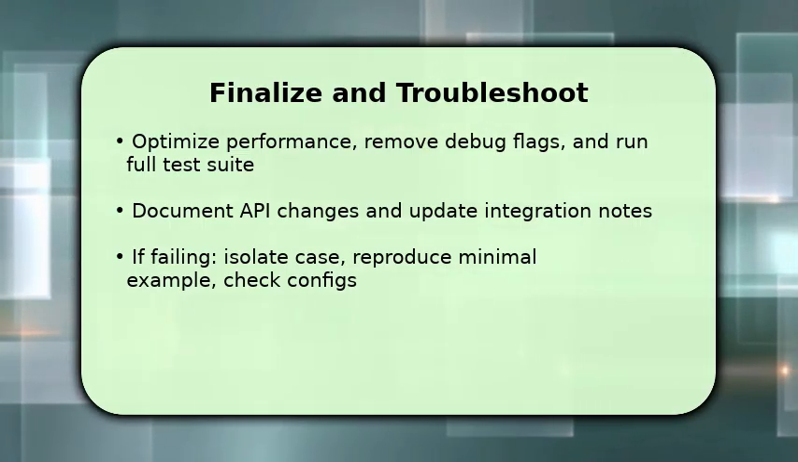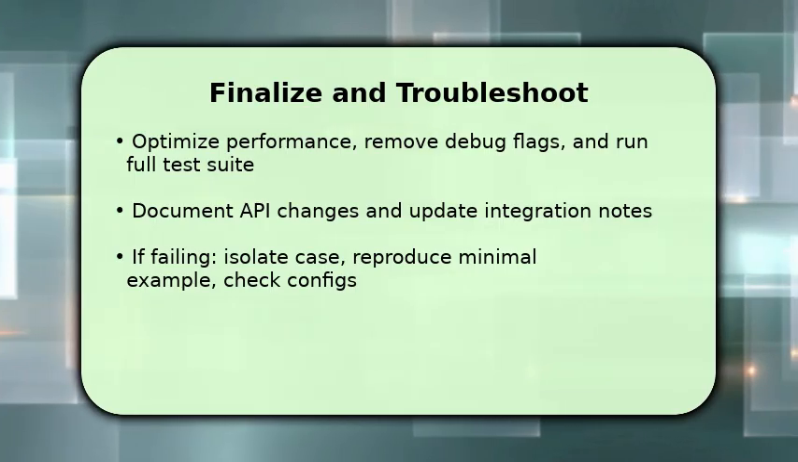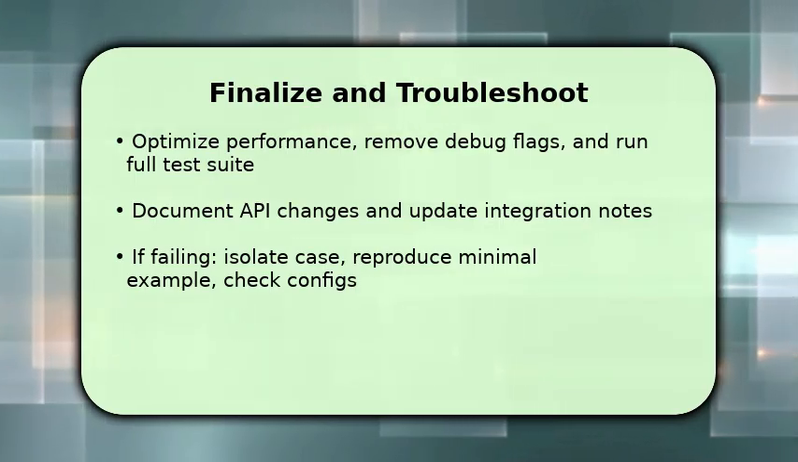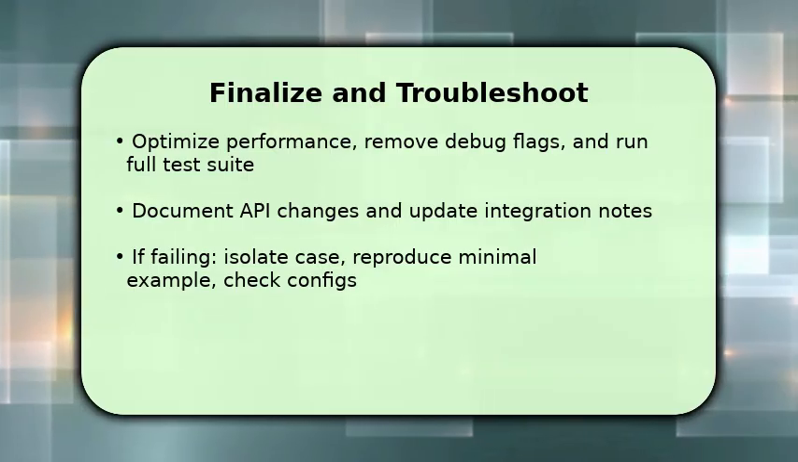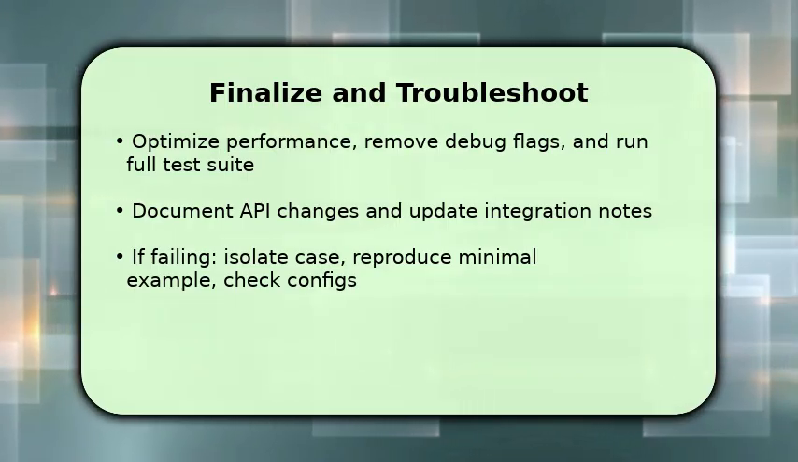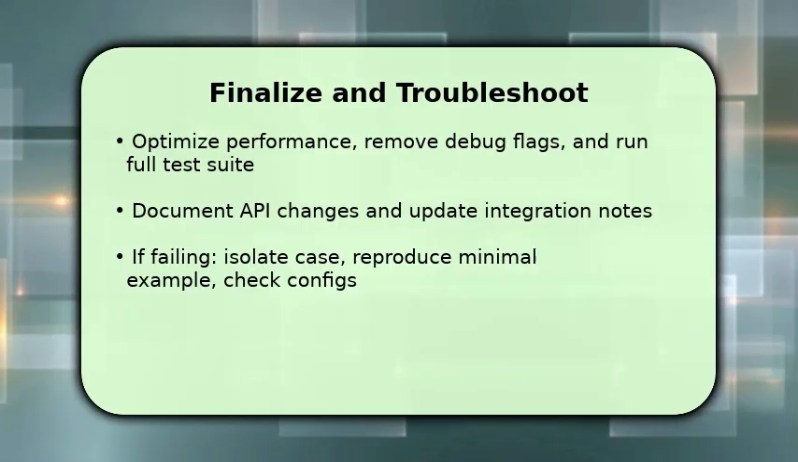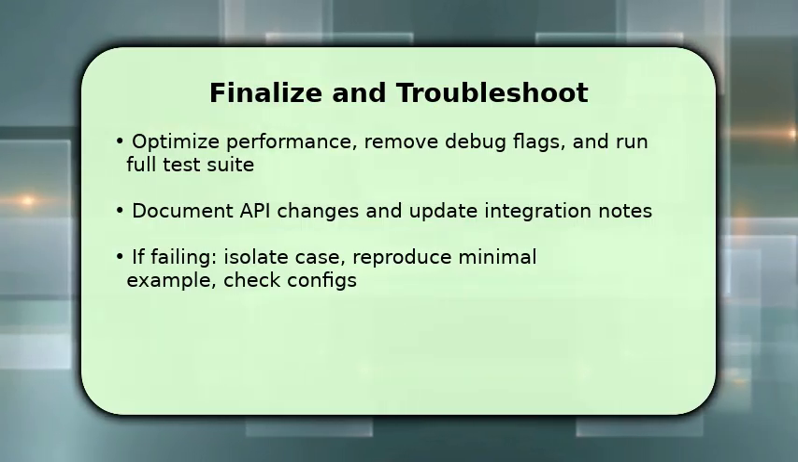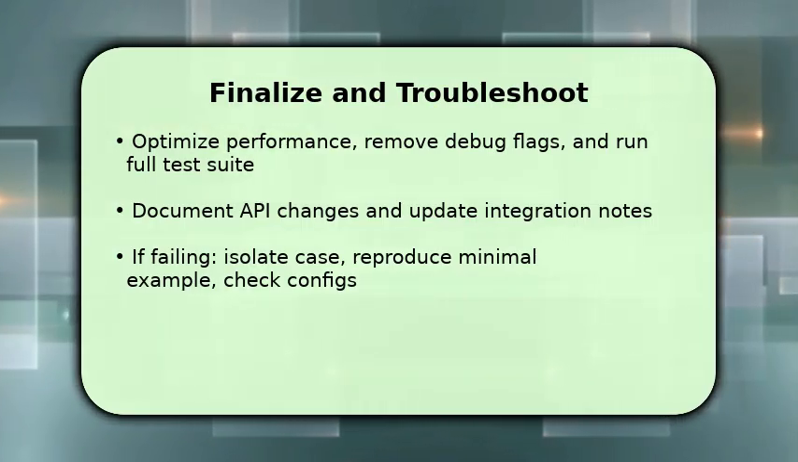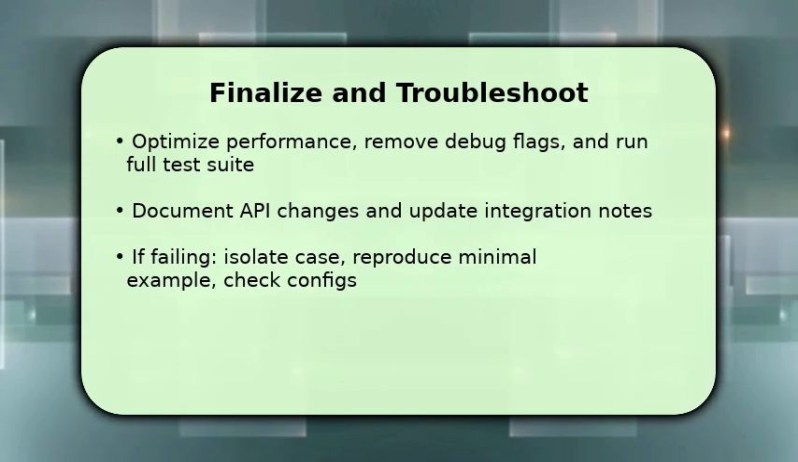If you run into issues, isolate the failing case and reproduce it in a minimal example. This clarifies whether the problem is configuration, mapping, or a runtime bug. Finally, revert only faulty changes, reapply fixes, and rerun tests to confirm the environment is clean and stable.